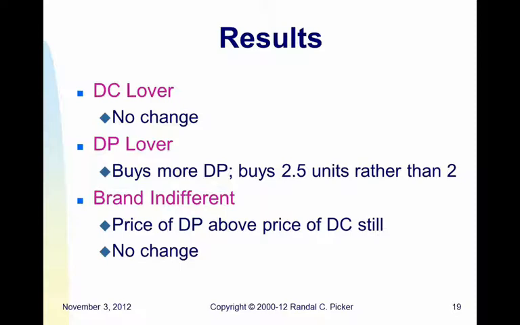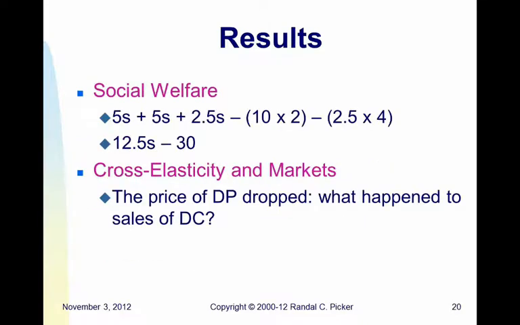What happens to the indifferent consumer? Well, the price of Diet Pepsi is 4, the price of Diet Coke is 2, so the price of Diet Pepsi is still above the price of Diet Coke. And so it doesn't matter. The indifferent person still walks into the store and says, look, I see the price of Diet Pepsi's gone down, but it's still above the price of Diet Coke. Not interested. And so continues to buy 5 units of Diet Coke. And so we don't see a change. And what that means is we can calculate what has happened to social welfare, and I do that here.